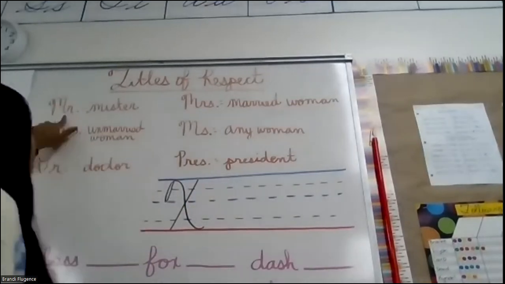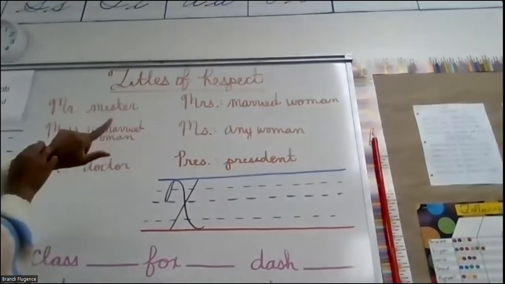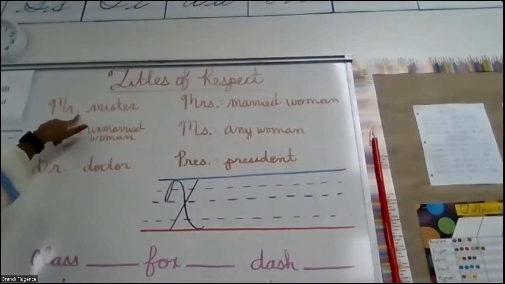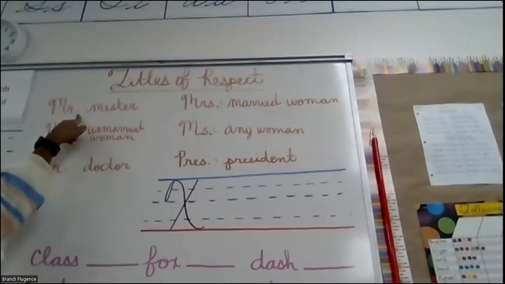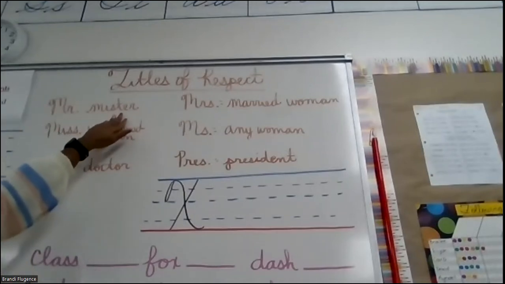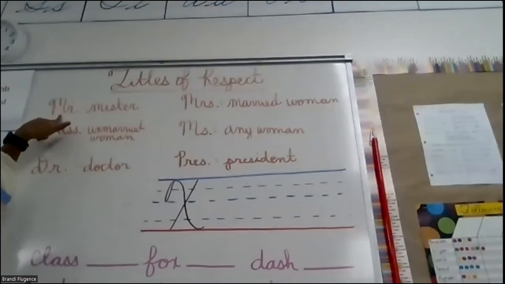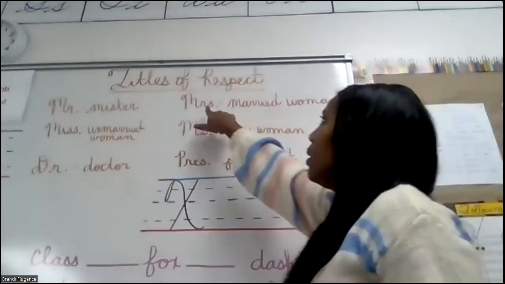So the titles of respect. The first one is Mr. We have capital M, capital R, dot. One thing that you have to remember with the titles of respect is that they all start with a capital letter and they all have a dot at the end of it to show that it's an abbreviation. An abbreviation is a shorter way to write something. So this is the word Mister, but this is how we write it as a title of respect. Capital M R dot. Next we have Mrs.